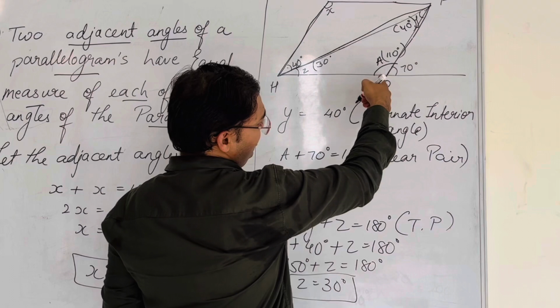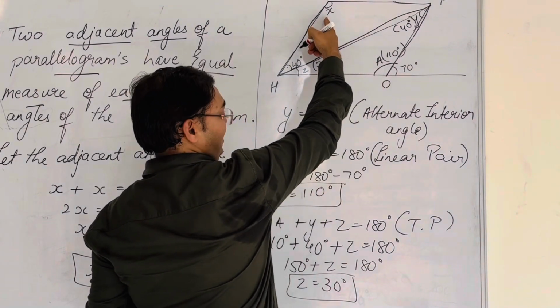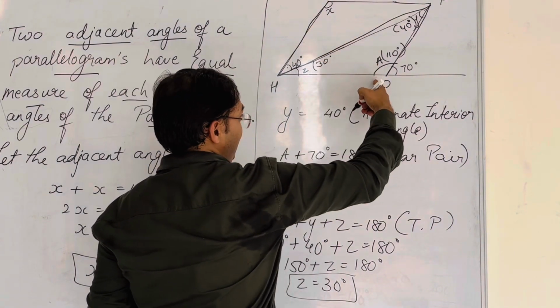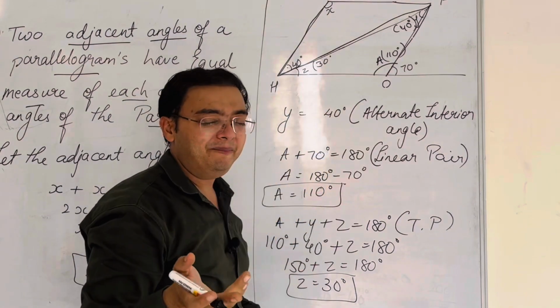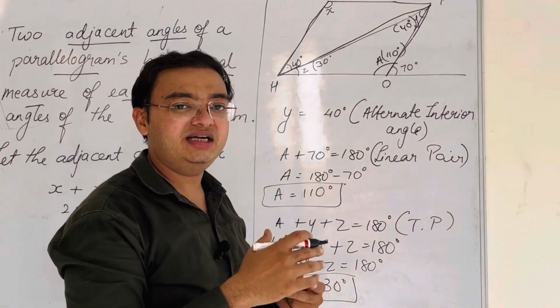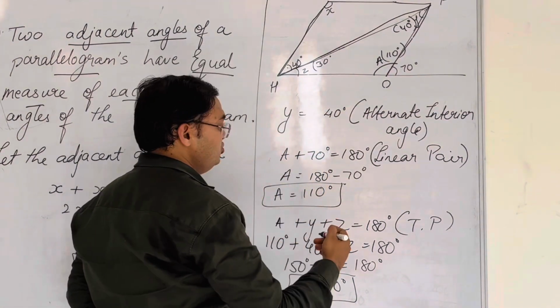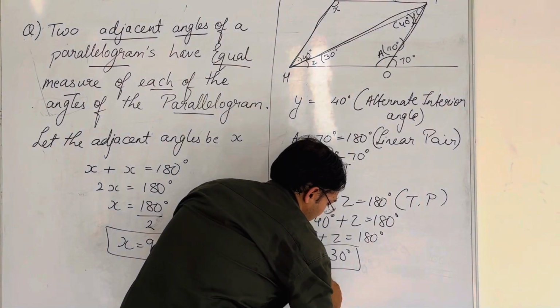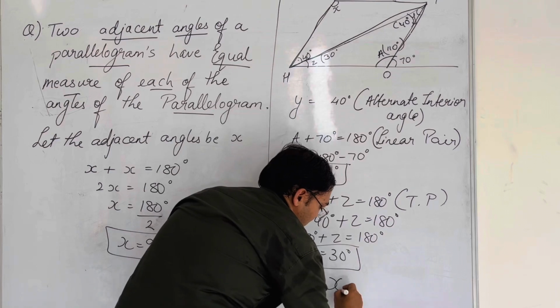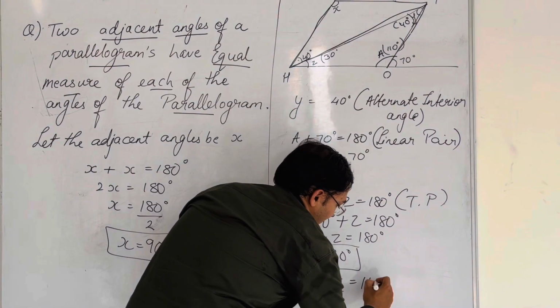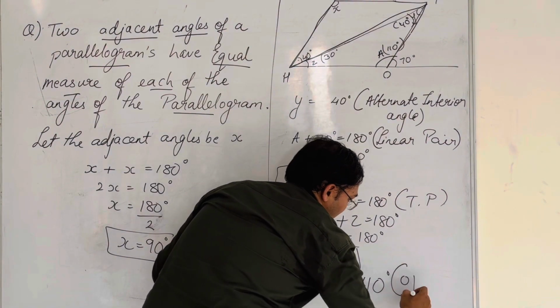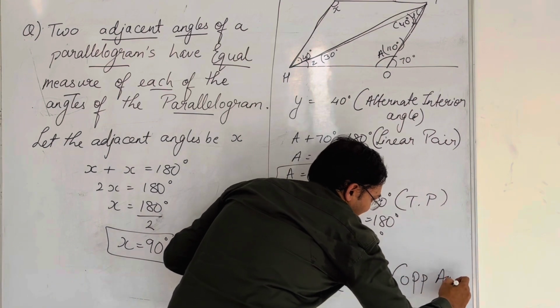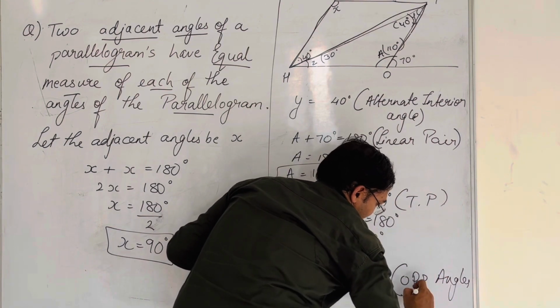Now, if I know A, can I find x also? Because A equals x, by the property of a parallelogram that opposite angles are the same. So using that I can easily say that A equals x, which equals 110 degrees. Reason: opposite angles are the same.